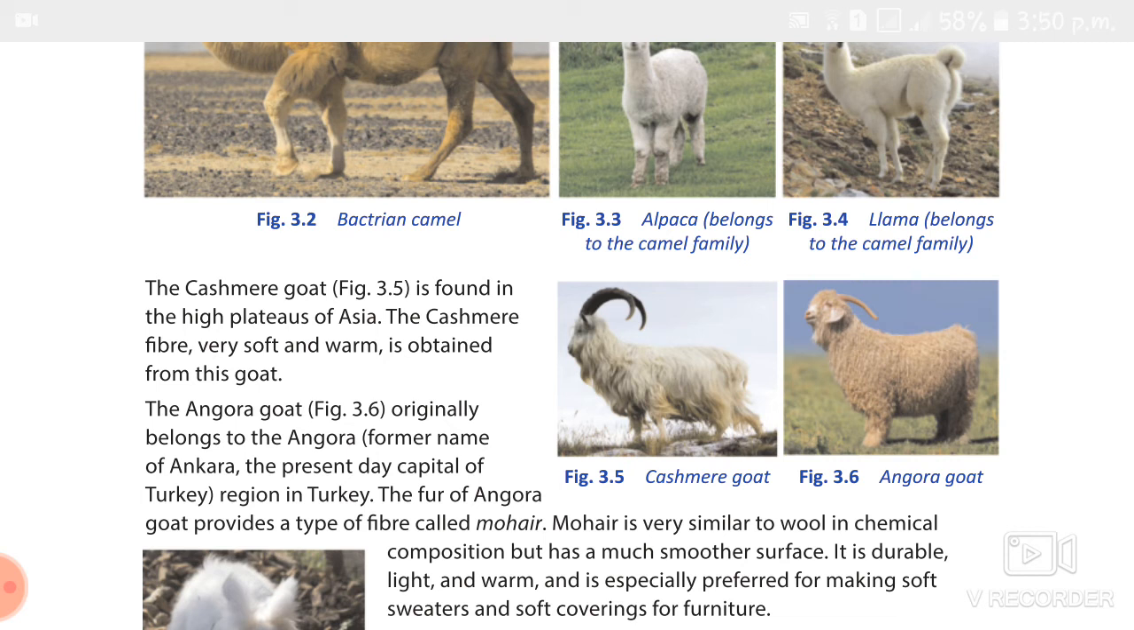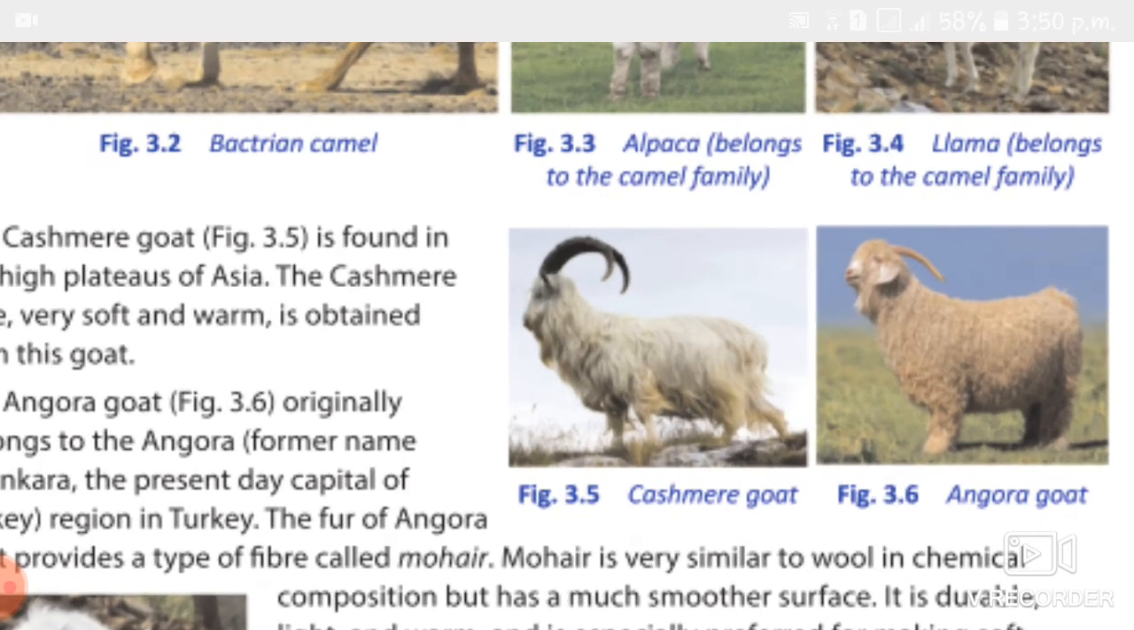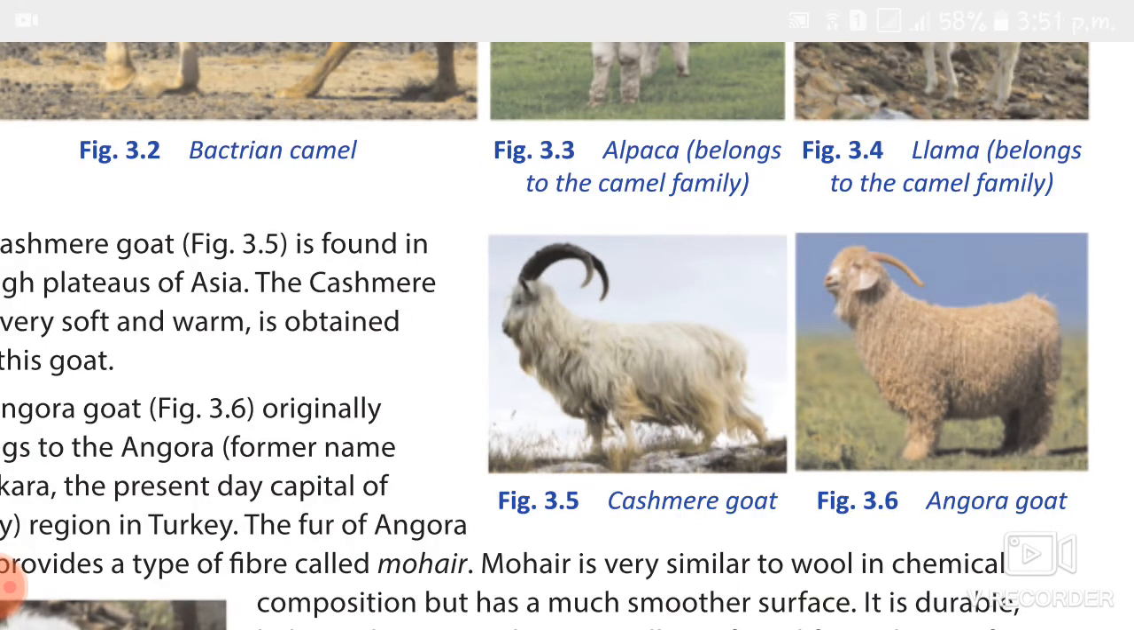And the next one is the Angora goat. You can see the picture. It originally belongs to the Angora region of Turkey. The fur of the Angora goat provides a fiber called mohair. What is the name of the fiber?